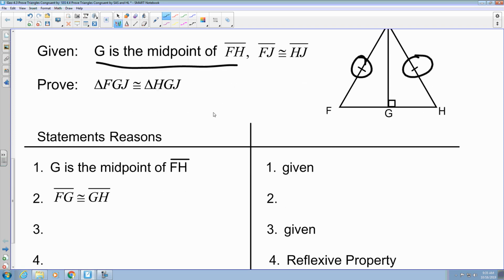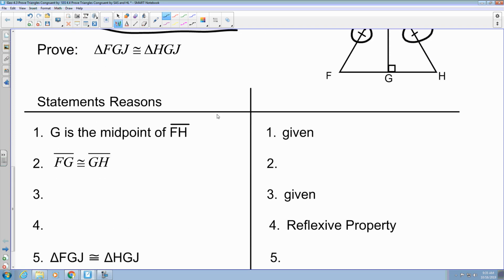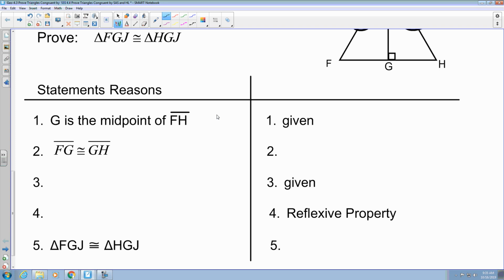So we have portions of our congruency statement. This should be where the reasons go. And so we have the statements on the left, reasons on the right. And if we look here, we got G is the midpoint of FH. That's given to us. We also have another given statement here, which is step 3. So we can also say that FJ is congruent to HJ. That was another thing that was given to us.